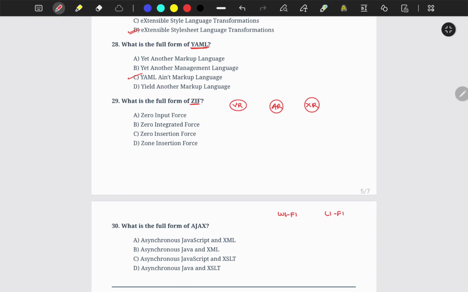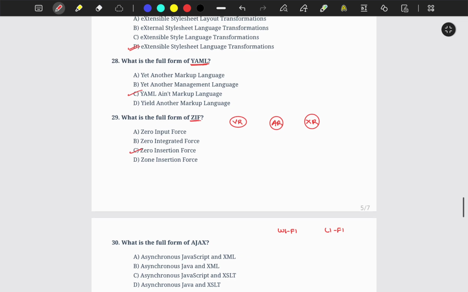What is the full form of ZIF? Correct option is option number C, Zero Insertion Force. Okay, so here are some other important ones. You might have heard about VR, AR and XR, right? So what is the full form of VR? It is virtual reality. Okay. What is the full form of AR? It is augmented reality. Okay.